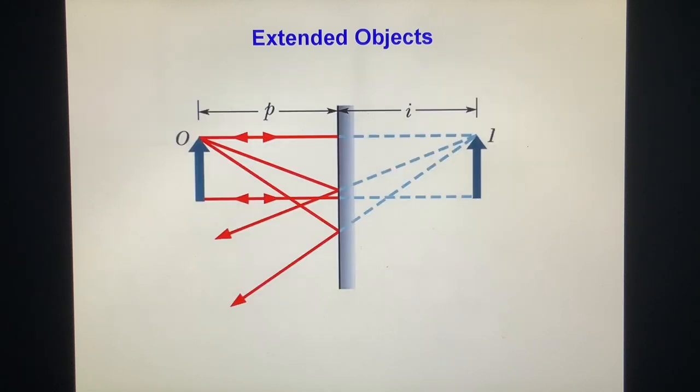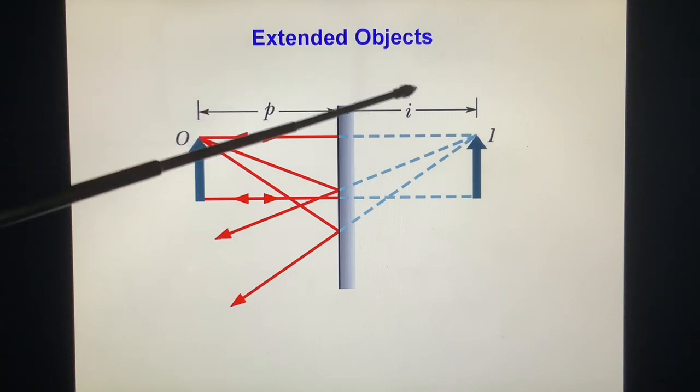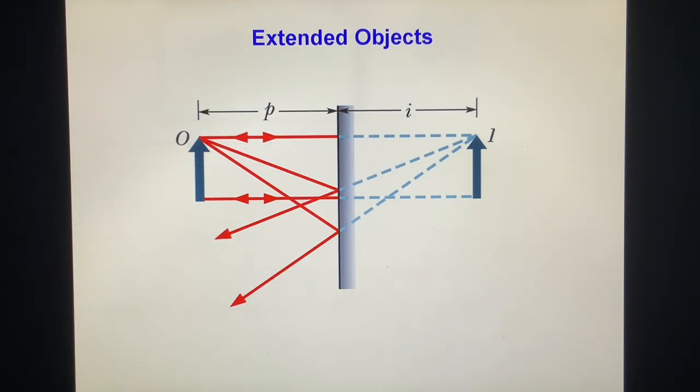Extended object. This object is a lens. So similar: p, i equals minus p, okay?